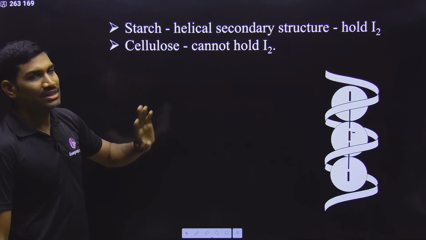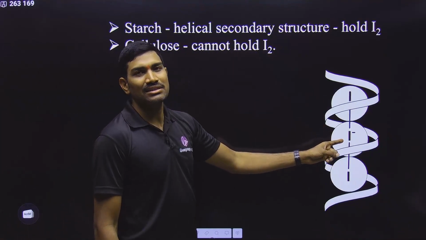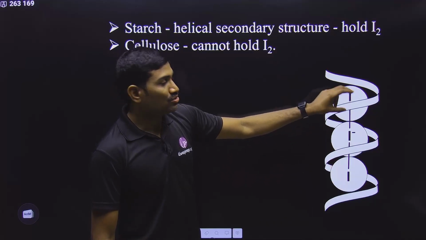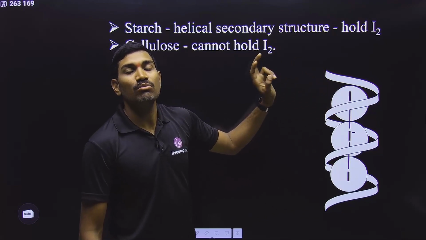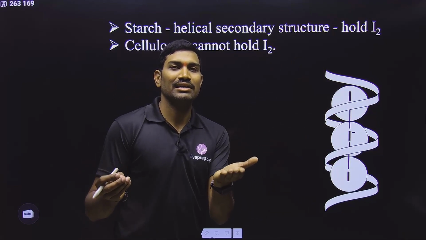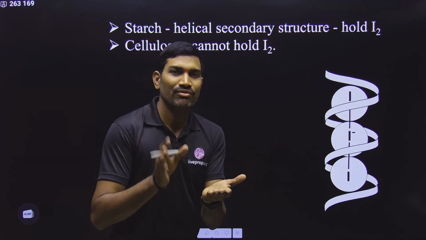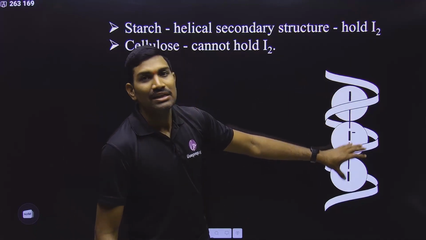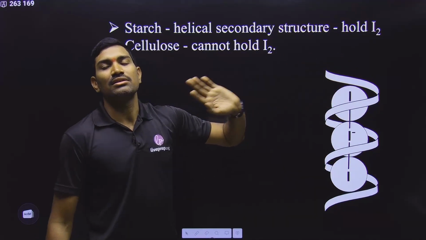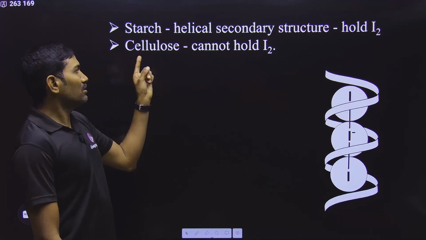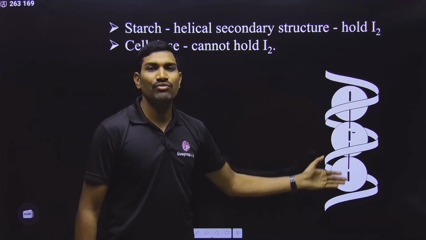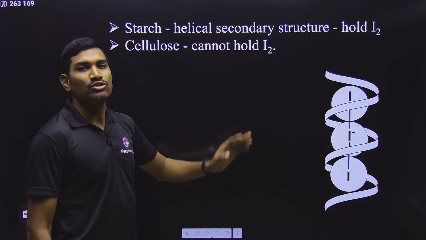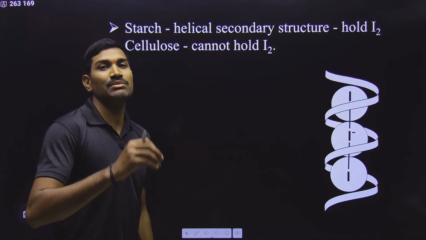Next one, they are talking about the starch. Starch has helical secondary structures, and in these helical secondary structures, it can hold the iodine. Since it is holding the iodine, it gives blue color when iodine interacts with the starch, because this iodine is held within the secondary helical structures of the starch, whereas cellulose does not form these helical structures. Since cellulose is not forming helical structures, it cannot hold iodine. So that's why it cannot form blue color. So these are some experimental things.